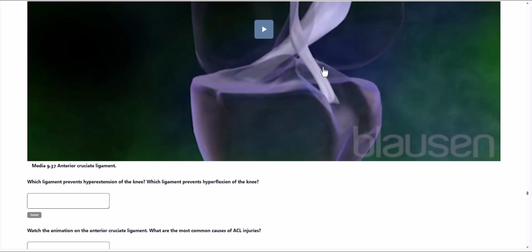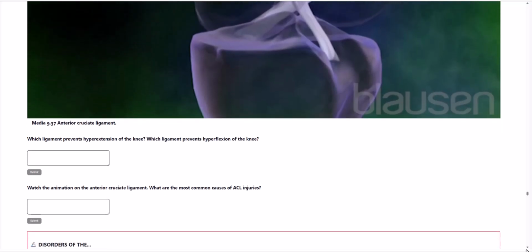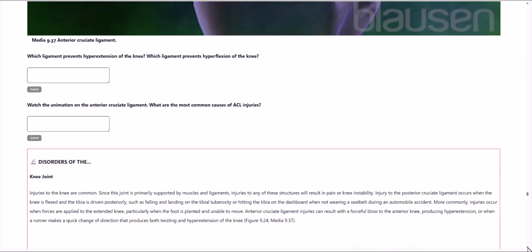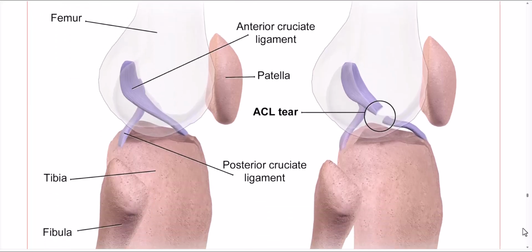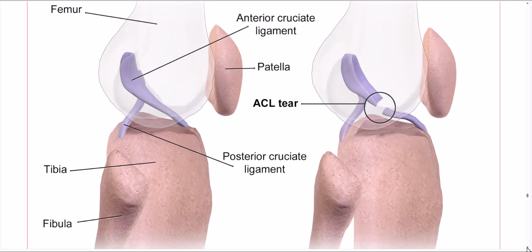Also, after watching this animation, make sure you know which ligament, the ACL or the PCL, is preventing hyperextension and which ligament is preventing hyperflexion. So watch that video if you don't already know the purpose of the ACL and the PCL. This is a great animation. It goes through the ACL and the PCL structures, discusses an ACL tear. Maybe some of you in the room have damaged your ACL or PCL.